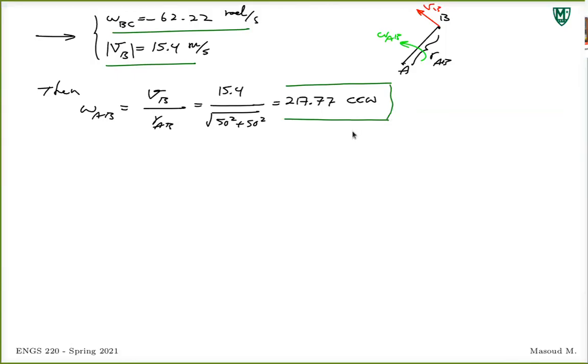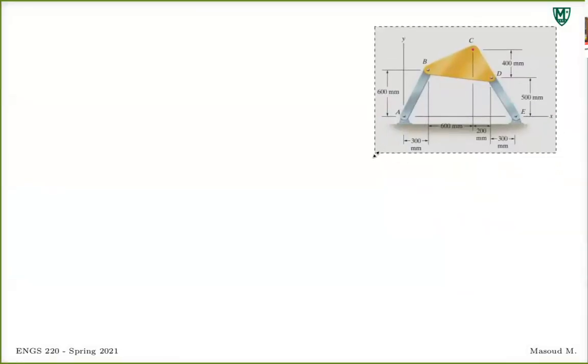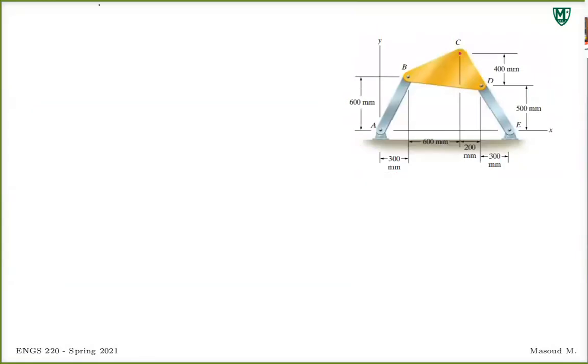All right, let's look at something more challenging than what we covered. Let's look at this one. Now, the problem statement says, this is a four-link mechanism. Well, we only see three, but the ground also counts as well.